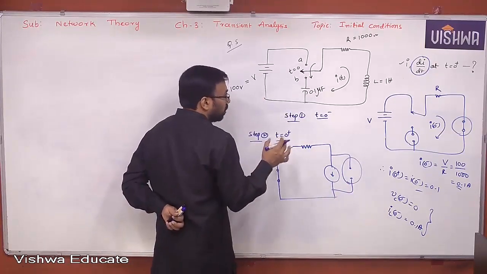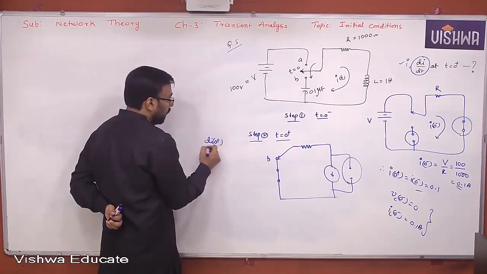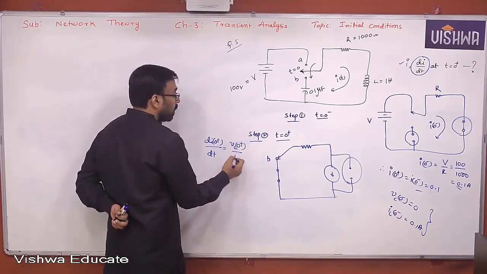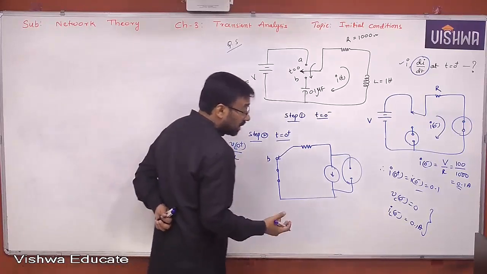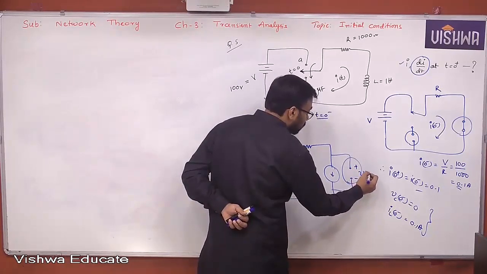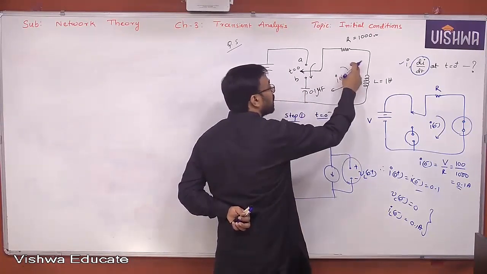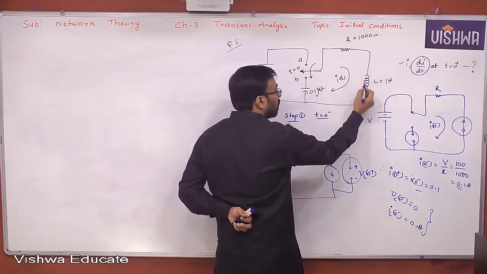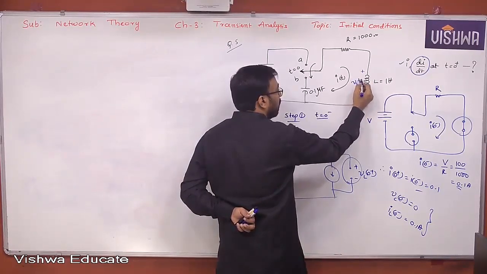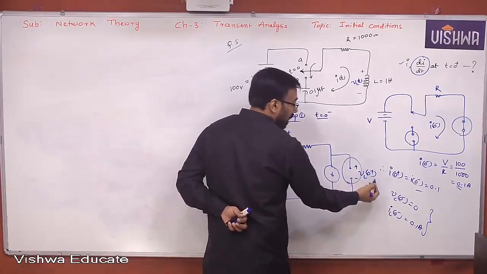Now what is your objective here? You know that di of 0 plus by dt is VL of 0 plus by L. That means you require voltage across the inductor. Where is the inductor? This is the inductor. So can I say this is VL of 0 plus? You can ask me, sir, how do you know the polarities? Yes, I know the polarities because based on the direction of current. Current is flowing downward. This is a passive convention says that this is VL of t. Then I am taking VL of 0 plus because it is at t equal to 0 plus.